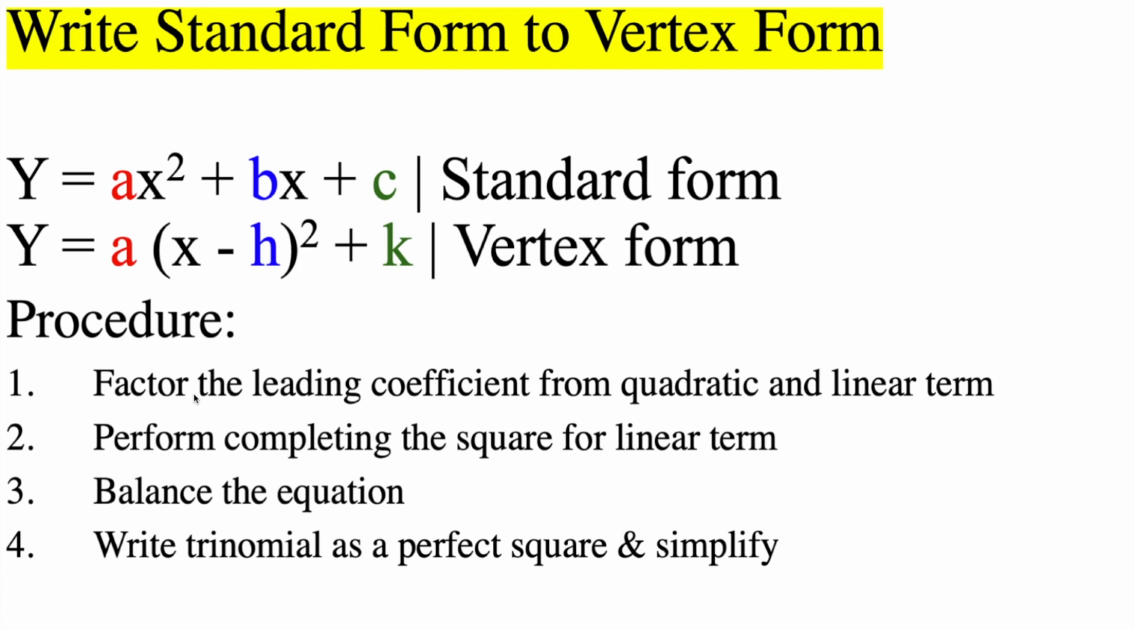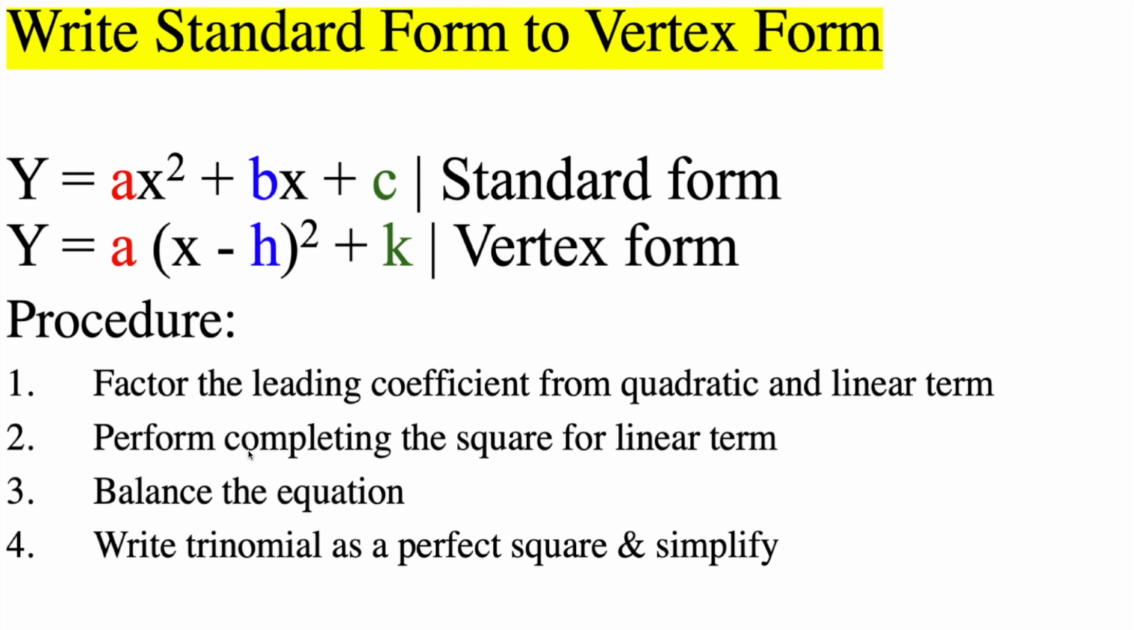Step 1 says factor the leading coefficient from the quadratic and linear term. So this term right here is the quadratic term because this piece is squared. This bx piece is going to be our linear term. So we're going to factor out the a piece. And again, we're going to do a concrete problem.